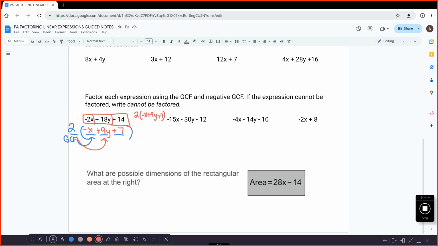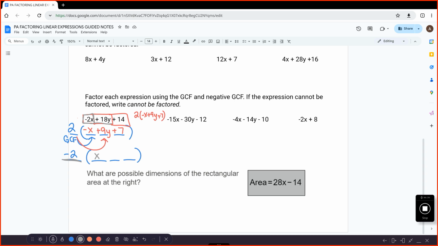That's with the GCF. With our negative GCF, right, our negative GCF, this would be negative 2. And then we're going to write 3 blanks inside. So we're going to do the same thing, but using the negative GCF. So we've got here negative 2x divided by negative 2 gets you a positive 1x. You don't have to write the 1, you can just write x.